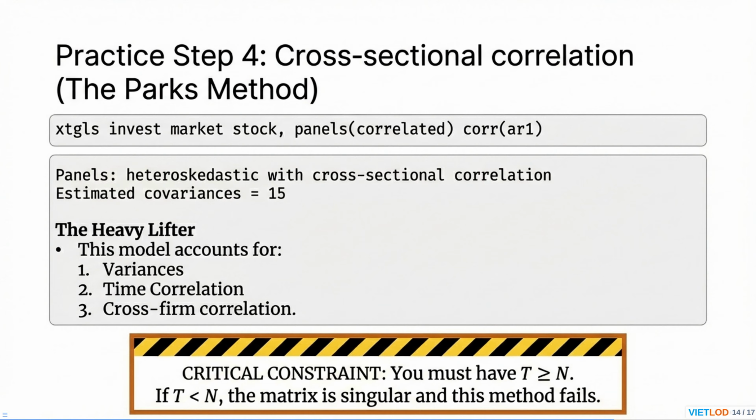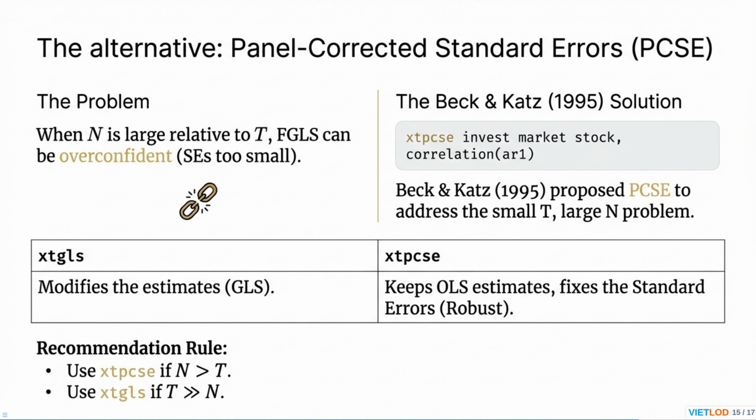We've now arrived at the most comprehensive model, often referred to as the Parks method or Parks-Kmenta method. This is achieved in Stata by running xtgls with both the panels(correlated) and corr(ar1) options. This powerful heavy-lifter model simultaneously addresses three critical issues in panel data. It accounts for group-specific heteroskedasticity, time series autocorrelation, and crucially, cross-sectional correlation between your units. The output clearly states that the panels are heteroskedastic with cross-sectional correlation and also shows the number of estimated covariances.